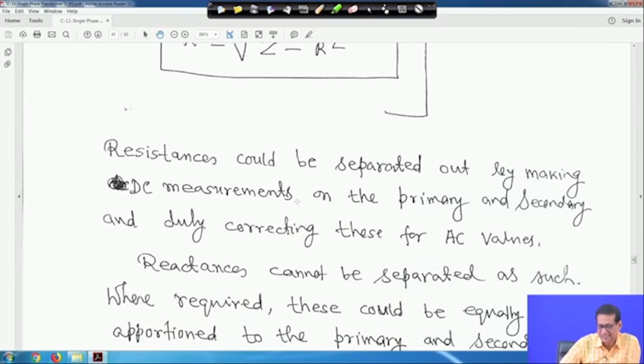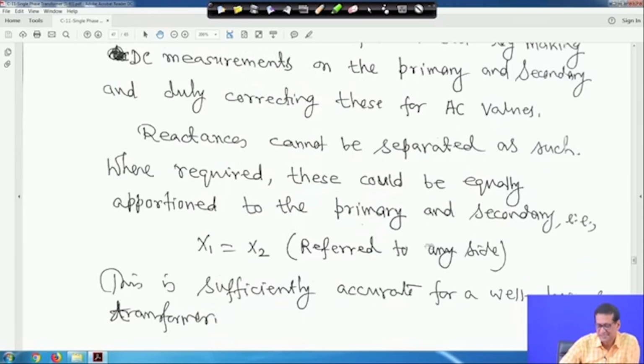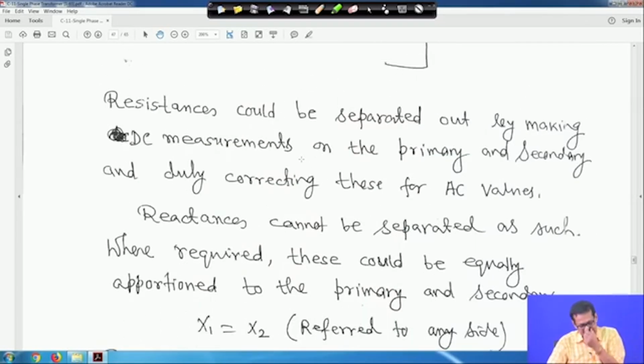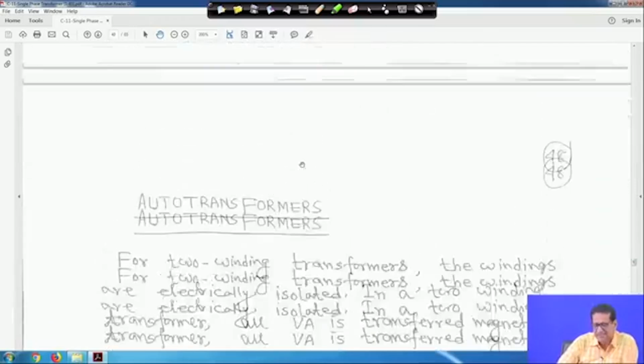Another thing is that reactances cannot be separated as such. But where required, this could be equally approximated to the primary and secondary side. For a well designed transformer, generally reactance X1 is equal to X2 referred to any side. This is sufficiently accurate for a well designed transformer. And for R1 and R2, just an exercise for you; put it in the forum that sir, we are doing like this, and we will give the answer whether you are correct or not. Another thing, numericals will come later.